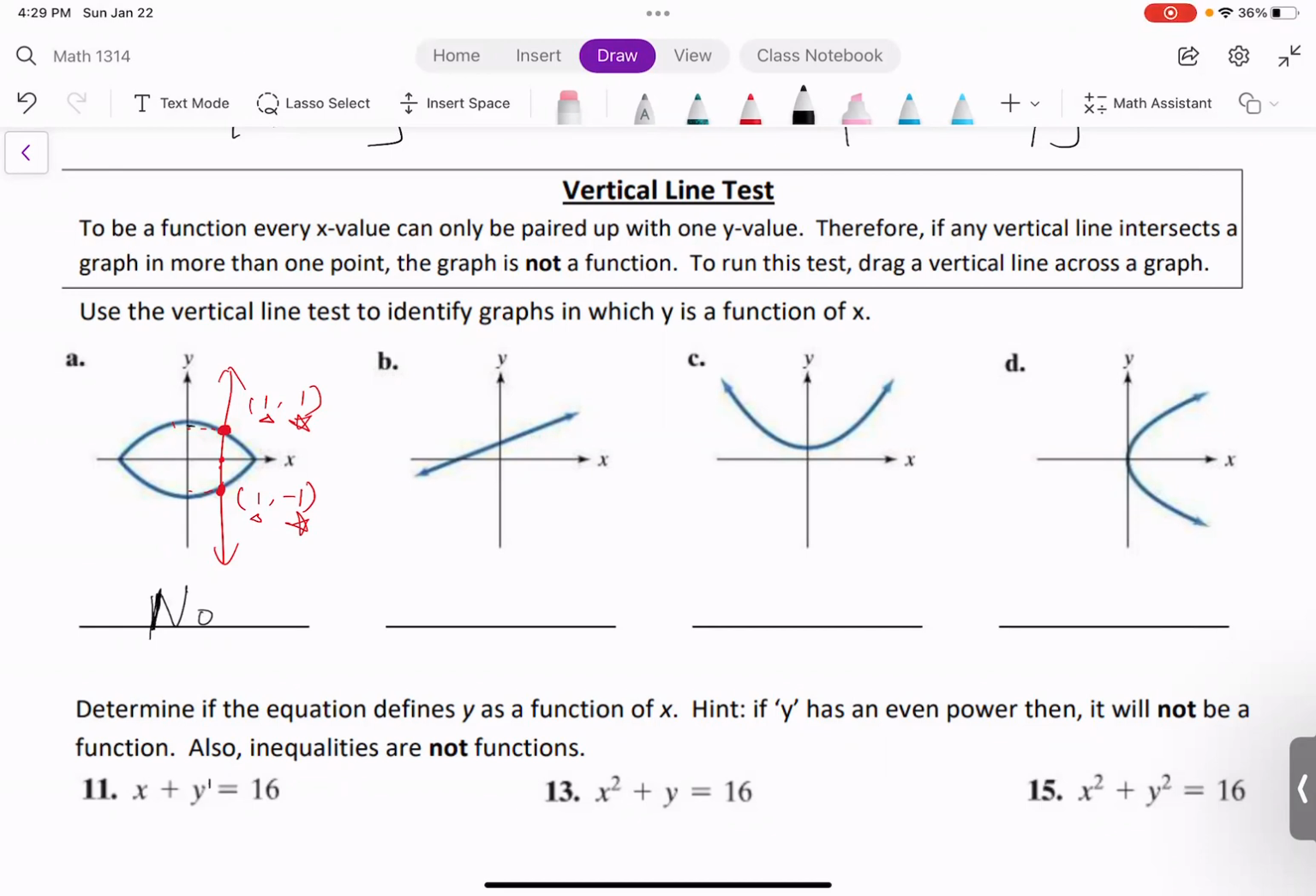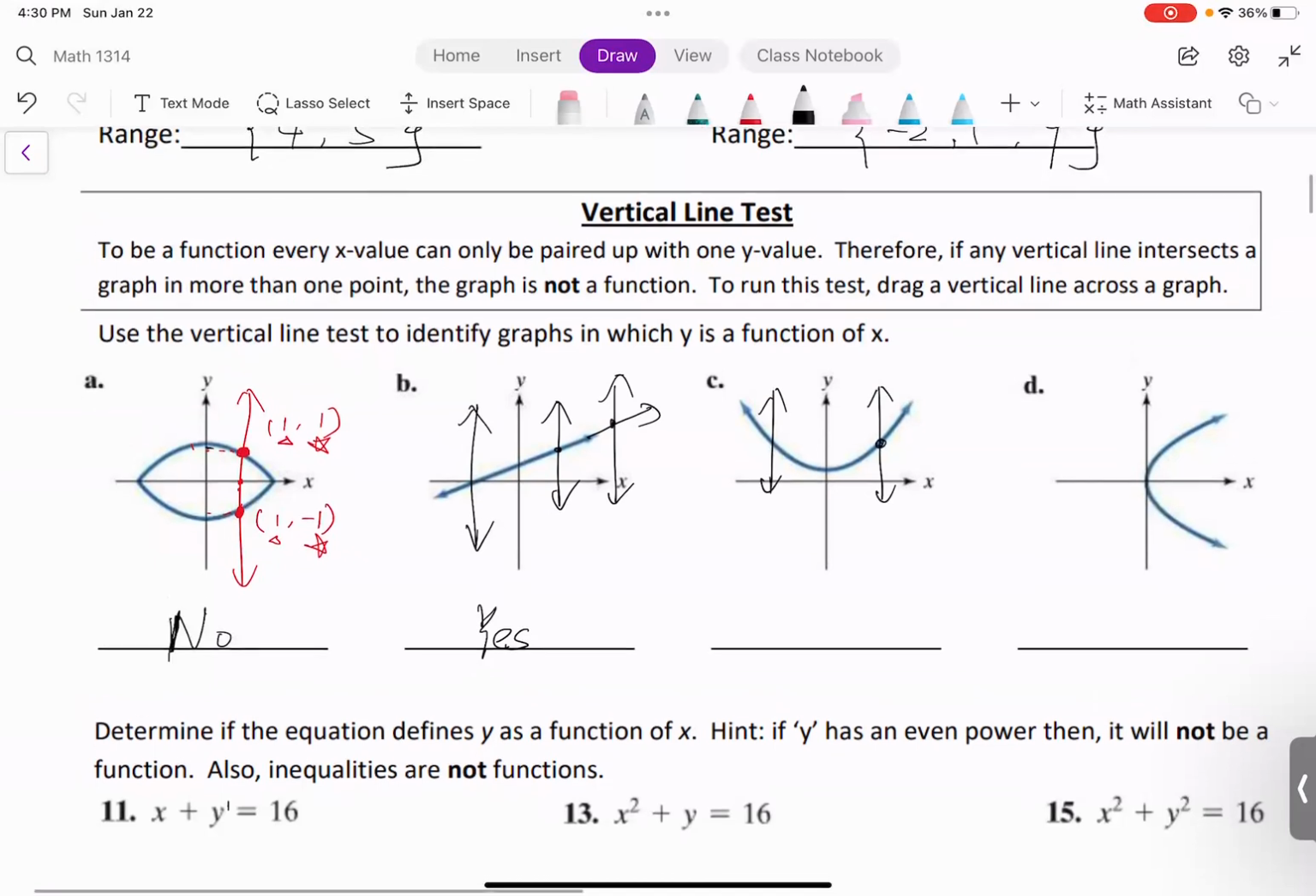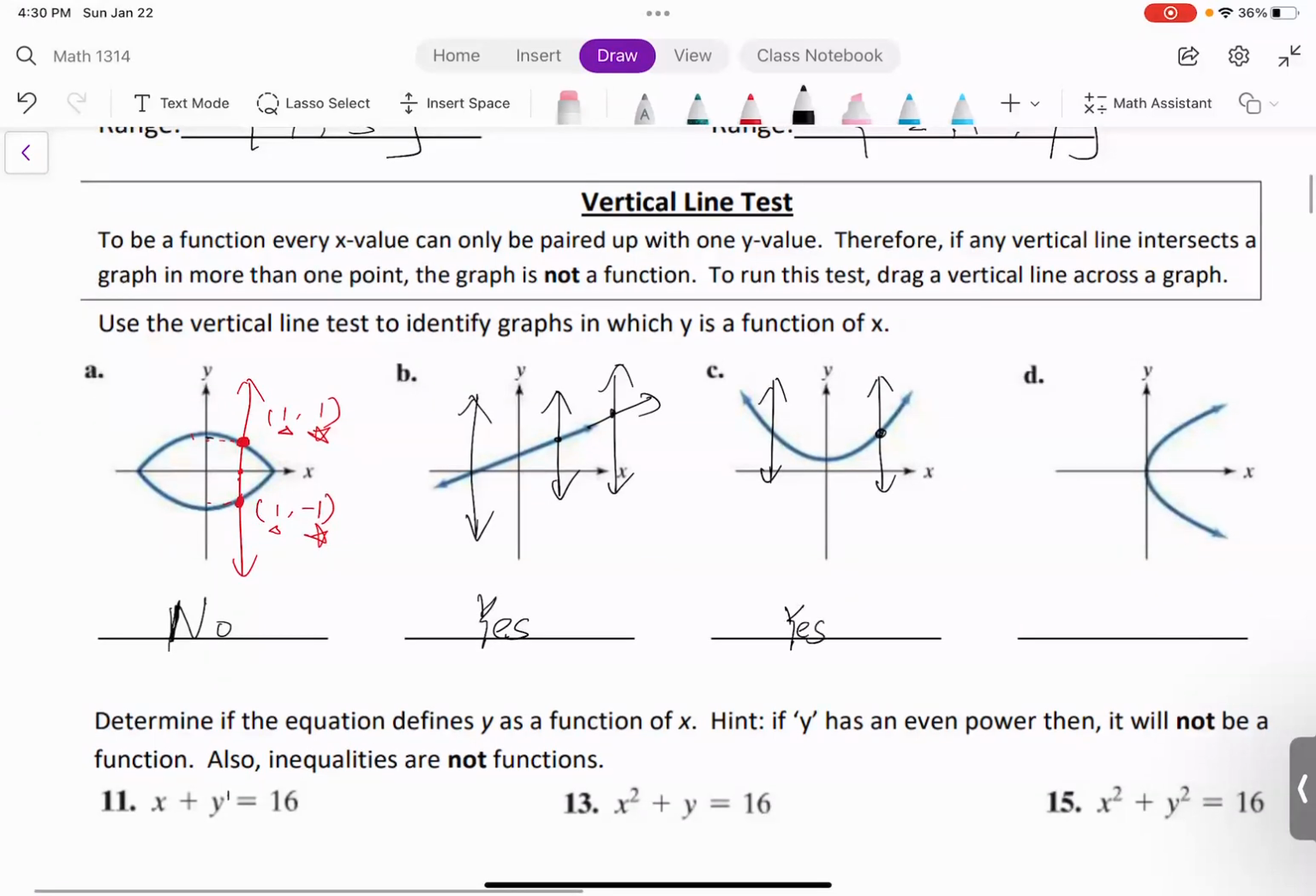That means I can use the vertical line test. One intersect, that's a function. More than one, that's not a function. Let's try the next example. Number B, vertical line. Yes, only one intersect. If I draw anywhere on my plane, I'm going to have one intercept. So yes, this is a function. Next example, let's draw a vertical line. We have only one intercept for each vertical line. This is yes. Let's try the next one. I'm going to have two intercepts, so not a function.